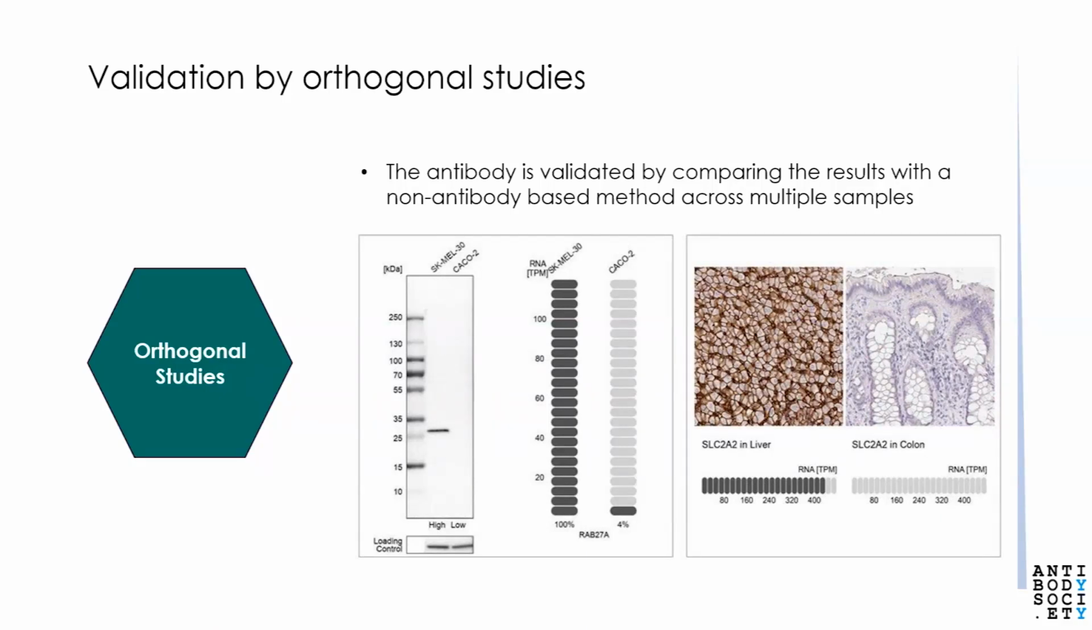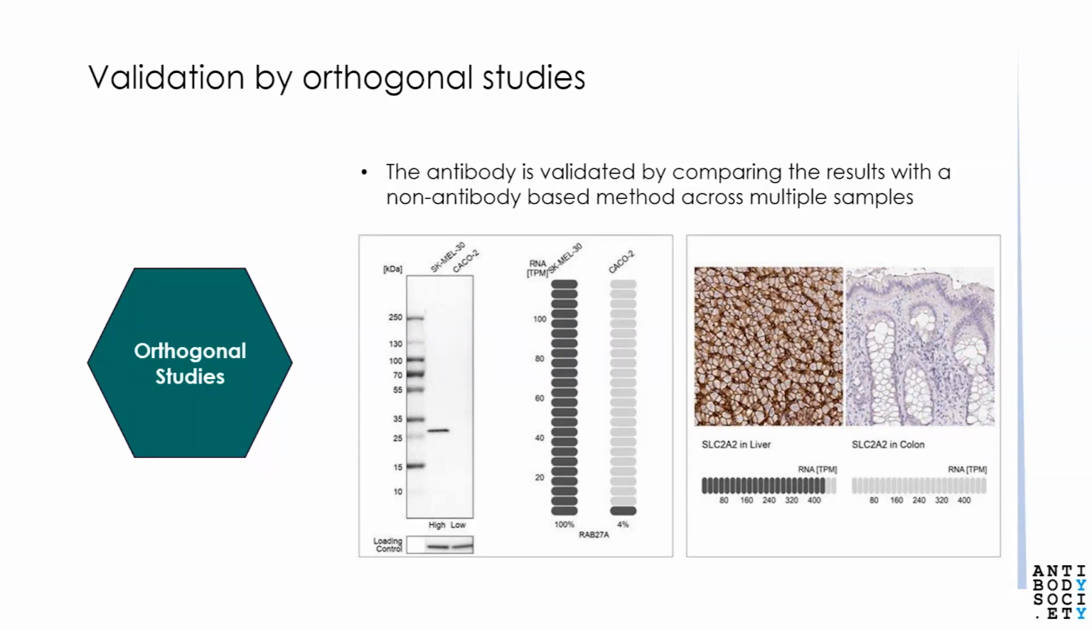So the first technique that we're going to take a 10,000-foot view of is validation by orthogonal studies. What is this methodology and how is it performed? Basically, with this technique, the antibody is validated by comparing the results with a non-antibody based method across multiple samples. As you can see in these 2 panels here, we have 2 different ways of performing this technique.